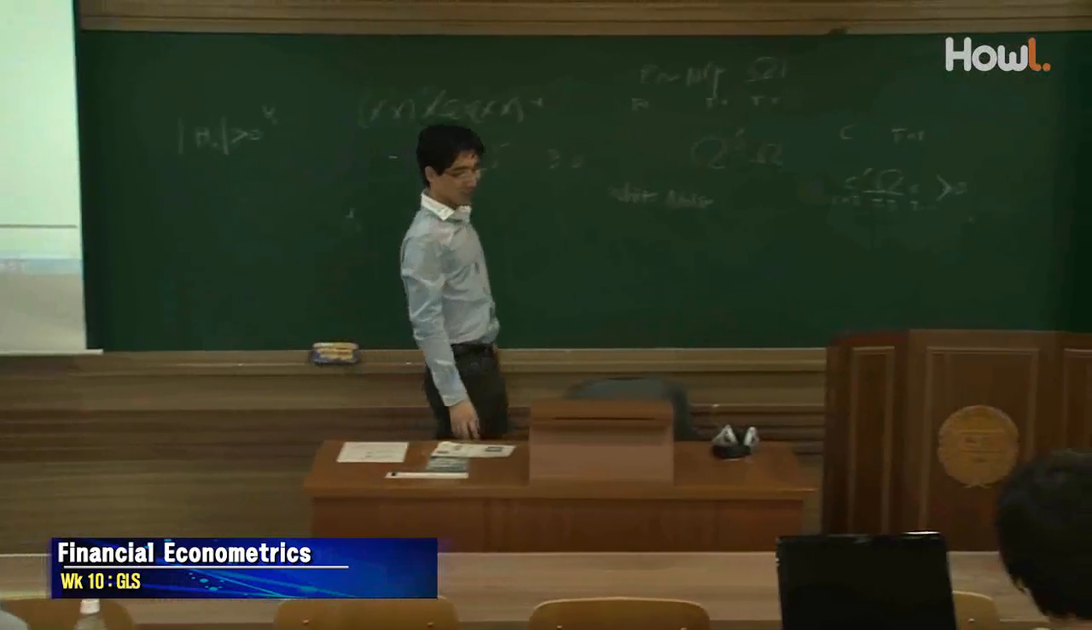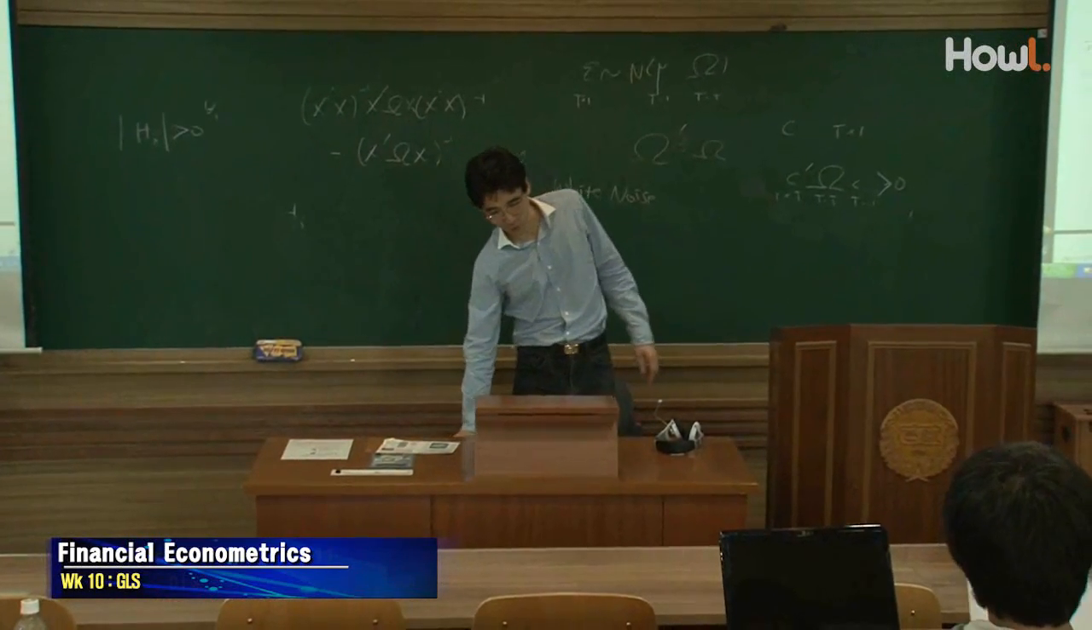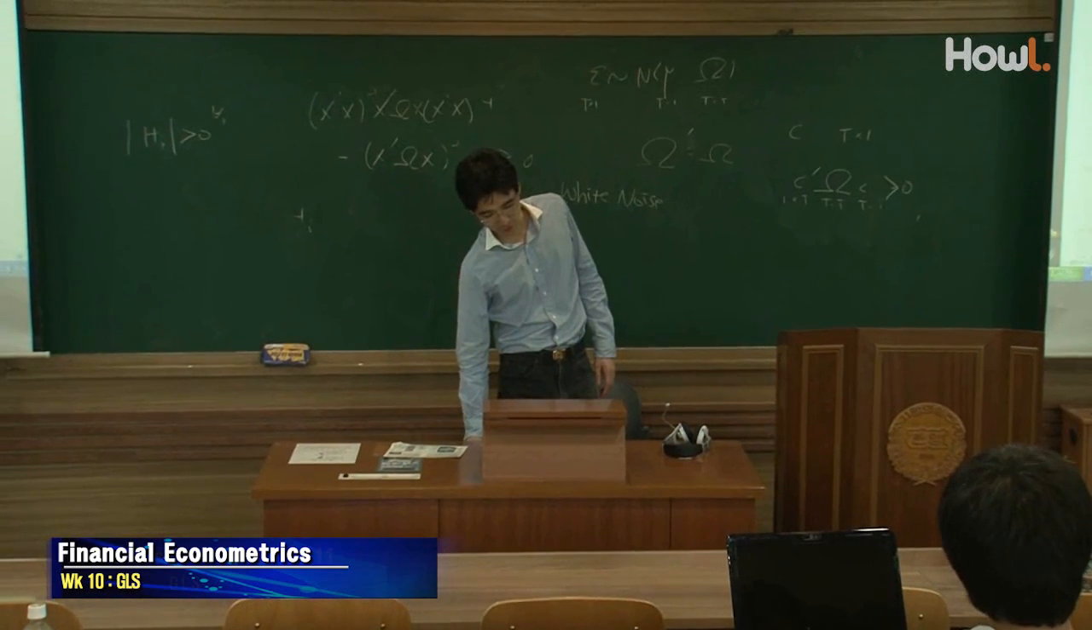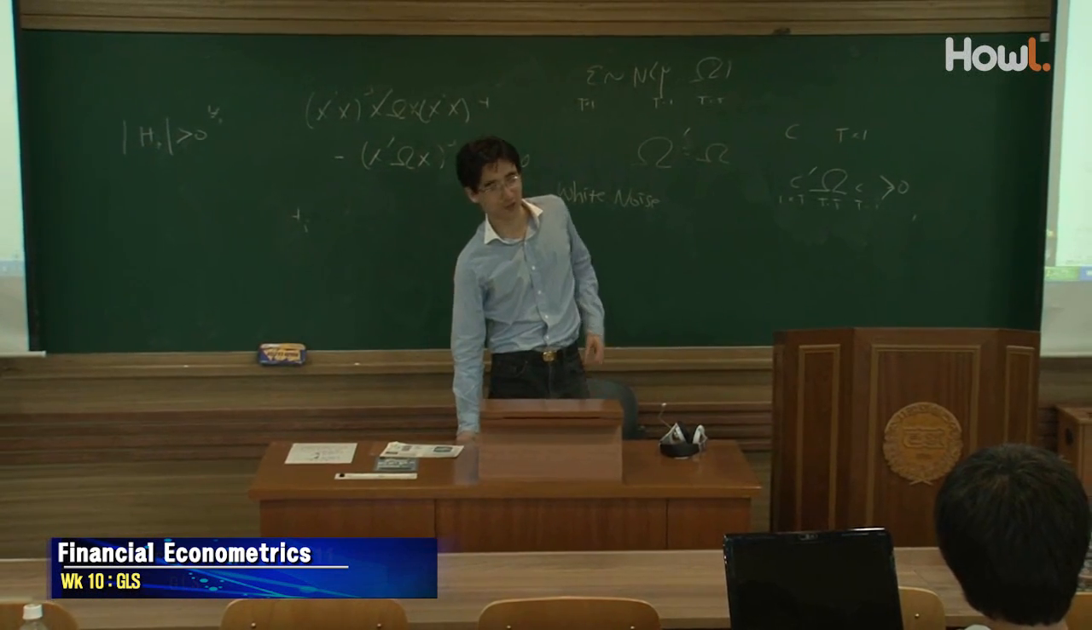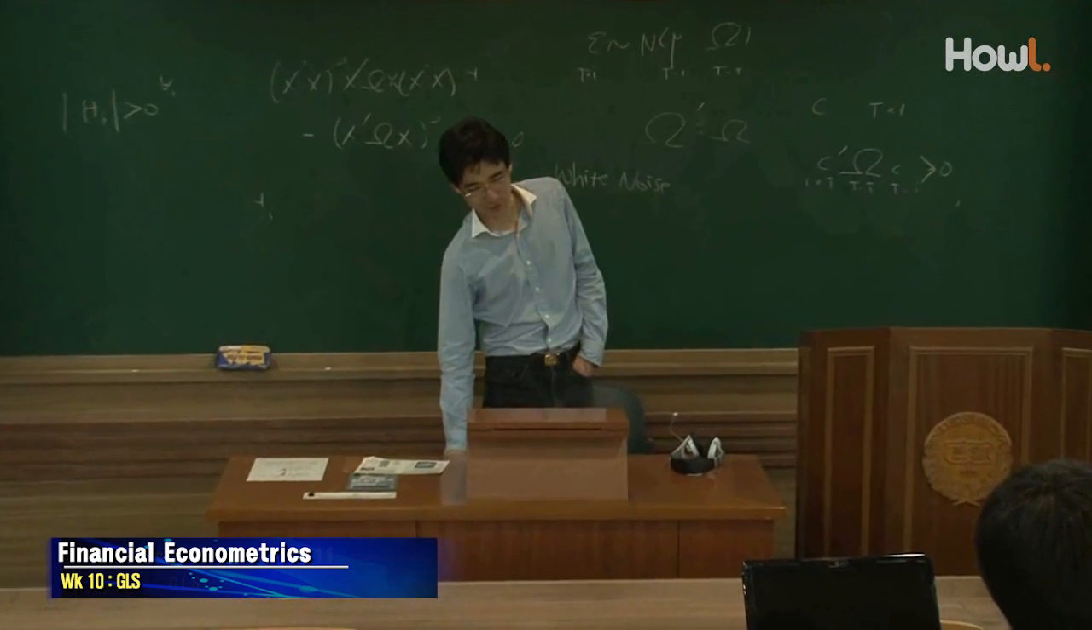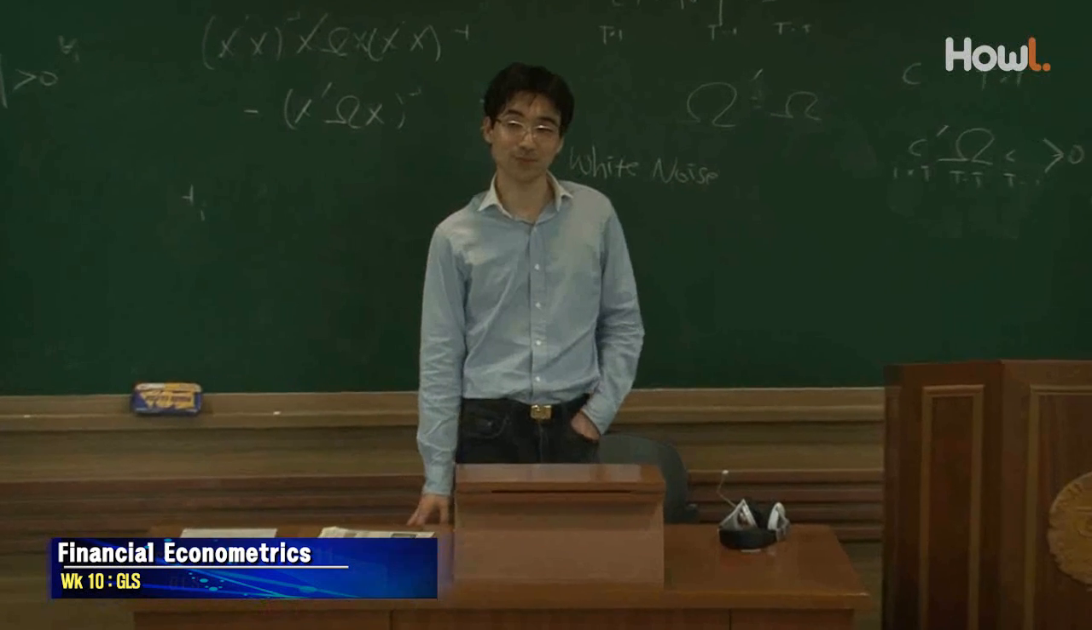And in the GLS estimator, eventually all you have to remember is simply this one, this variance covariance matrix of the beta, and basically this one, the GLS constraint.